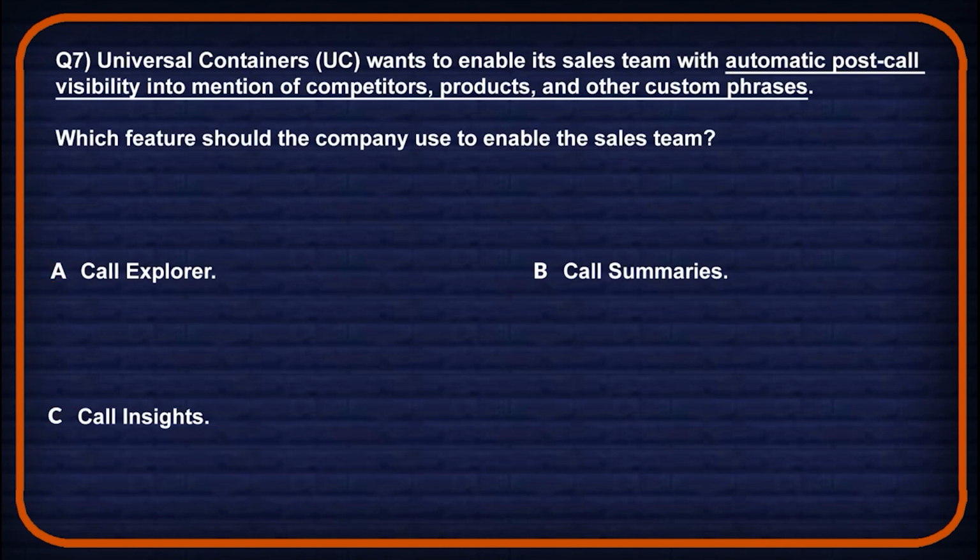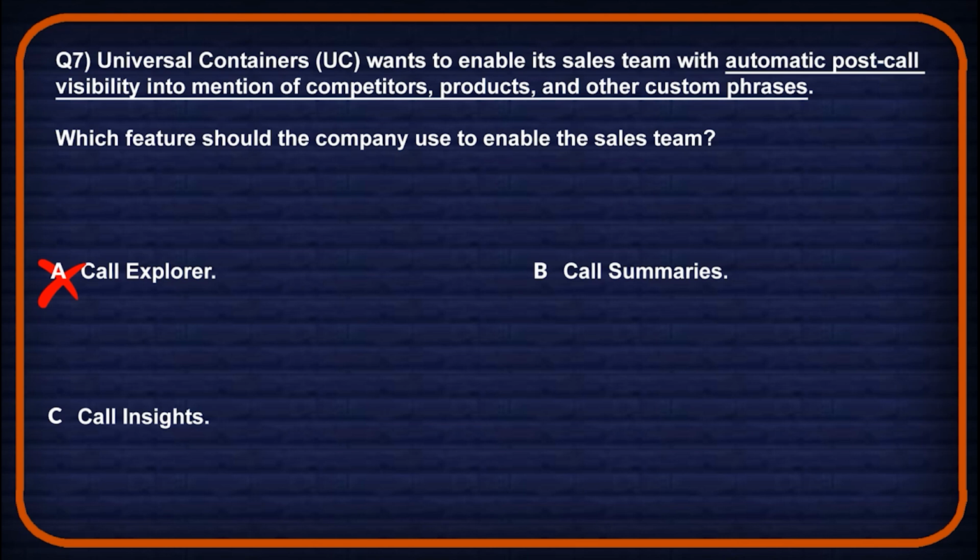Question number 7. Universal Containers wants to enable its sales team with automatic post-call visibility into mentions of competitors, products, and other custom phrases. Which feature should the company use to enable the sales team? Option A. Call Explorer. Call Explorer is used to navigate and review call recordings, not to extract competitor or product mentions. Hence not the right choice.